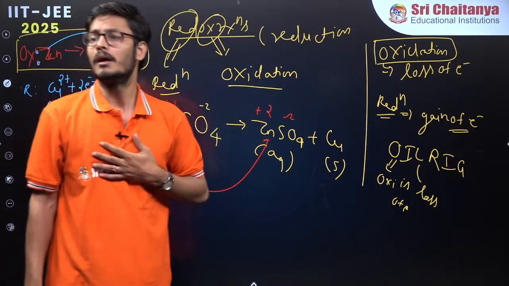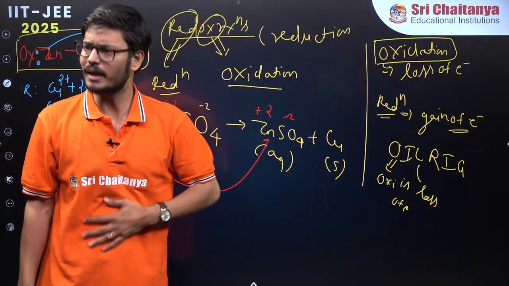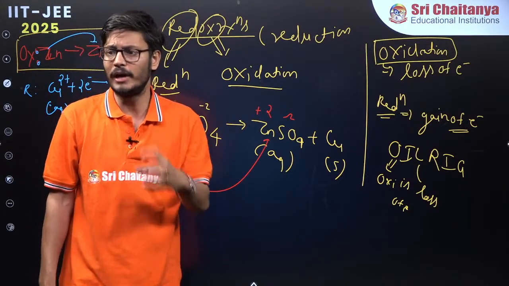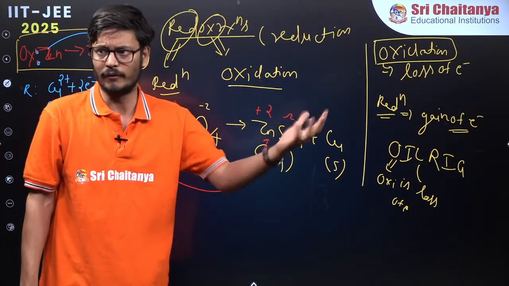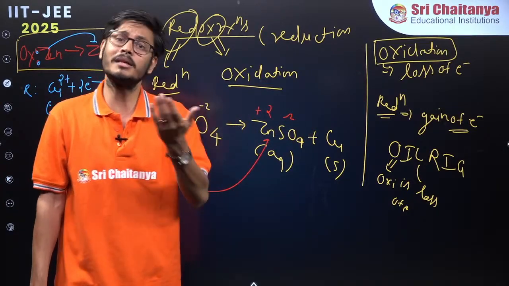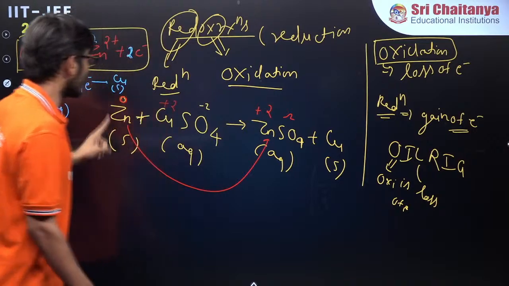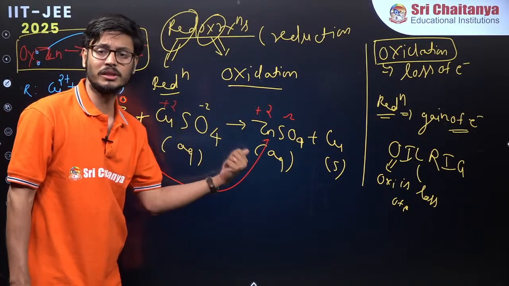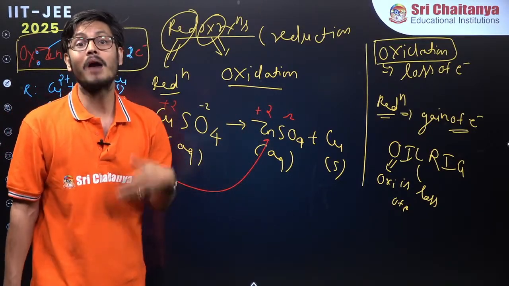The logic is that it relates to the activity series. We are coming to that. For now, wait for some time. Let me move ahead. I'll explain every concept. Don't worry, everything will be there. Once I have finished explaining, then you ask your doubt. So zinc is not having any oxygen, but still this is oxidation.